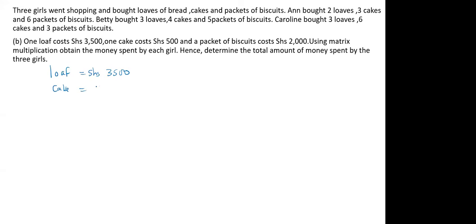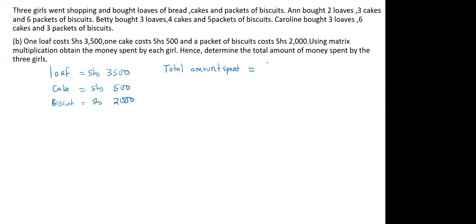Now, then I go to the next one. The cake is costing 500. Then I go to the biscuits. The biscuits, how much are they? They are costing 2,000. Now they're asking us to use matrix multiplication to find out how much the total amount of money spent by the 3 girls is. So I'll come here and I say that the total amount spent by the girls. Now the total amount spent, you ask yourself, what are those matrices that I extracted?